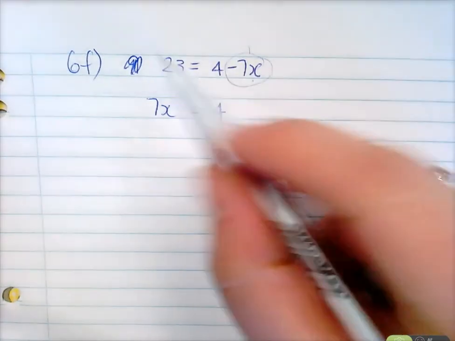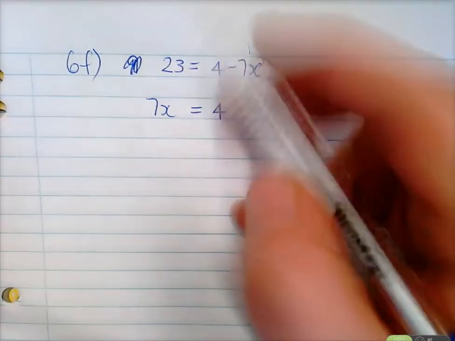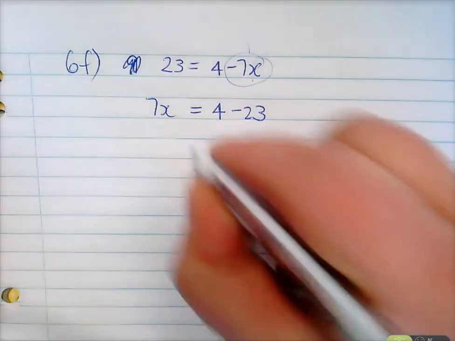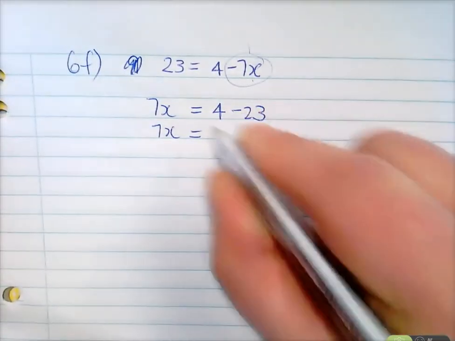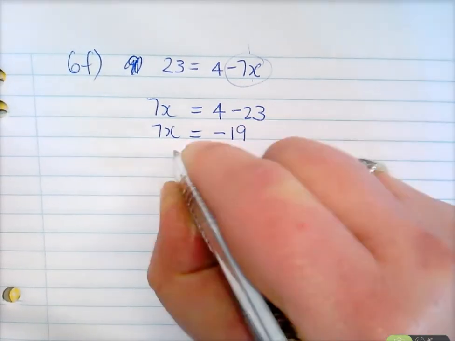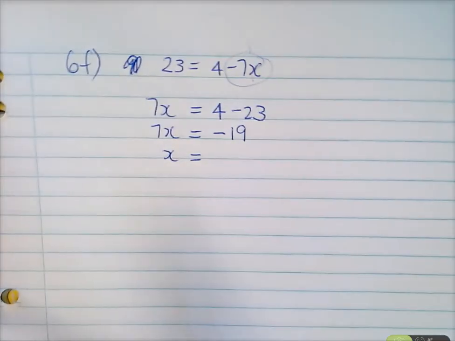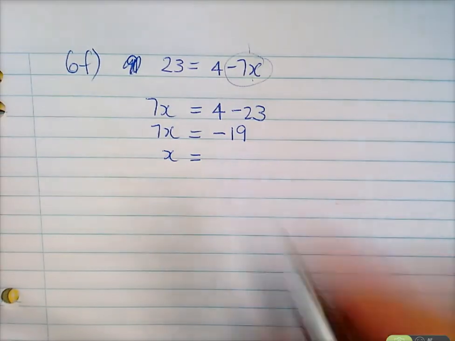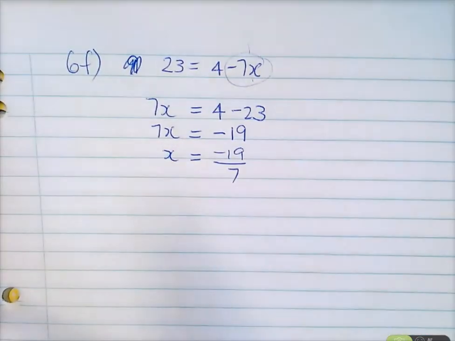I took that over. What happens with the 23? Yeah, I know I've got a negative, but you're going to have a negative somewhere. Now, the thing is, 4 take away 23 is negative 19. So girls, I've got x times 7. Opposite of timesing by 7 is dividing by 7, not negative 7. It doesn't matter that there's a negative here. You're just undoing times 7. Opposite of times 7, divide by 7.